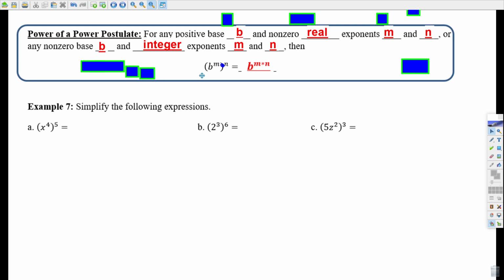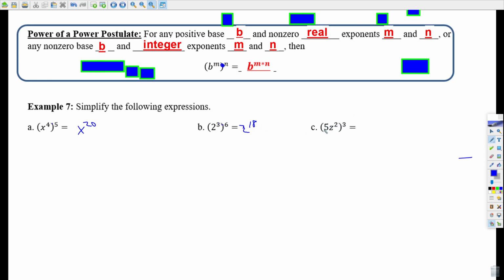So we'll quickly try some. All right, so we have x to the 4th raised to the 5th power. So we'd multiply these two together and get x to the 20th power. Hopefully you remember this property from before. All right, in this case, we have 2 to the 3rd and 2 to the 6th power. So that would be 3 times 6, which would be 2 to the 18th power. And that would be a pretty big number, so I'm not going to continue solving that one.